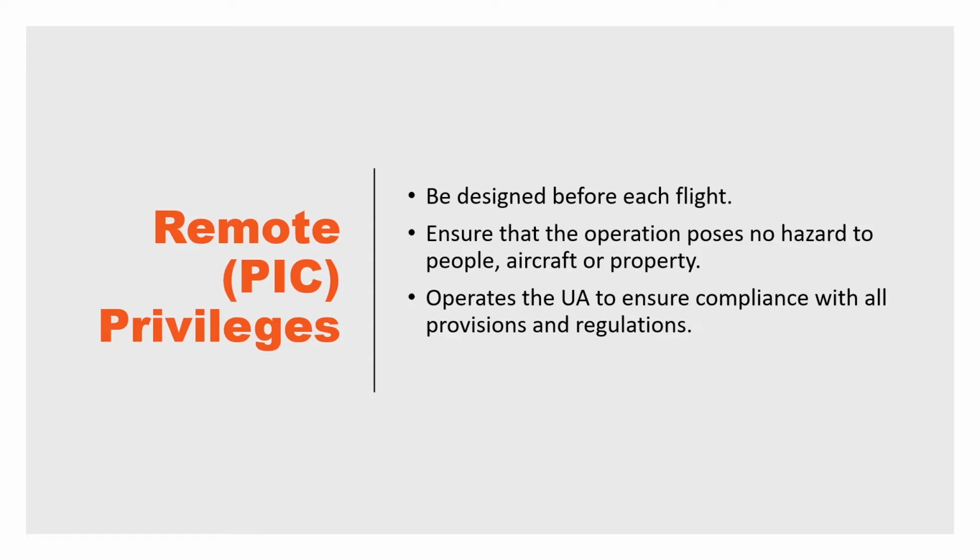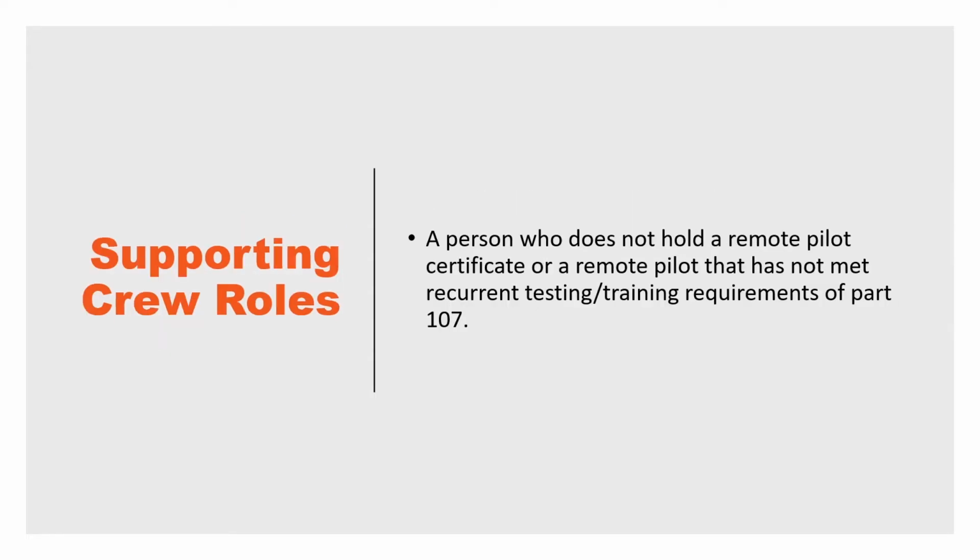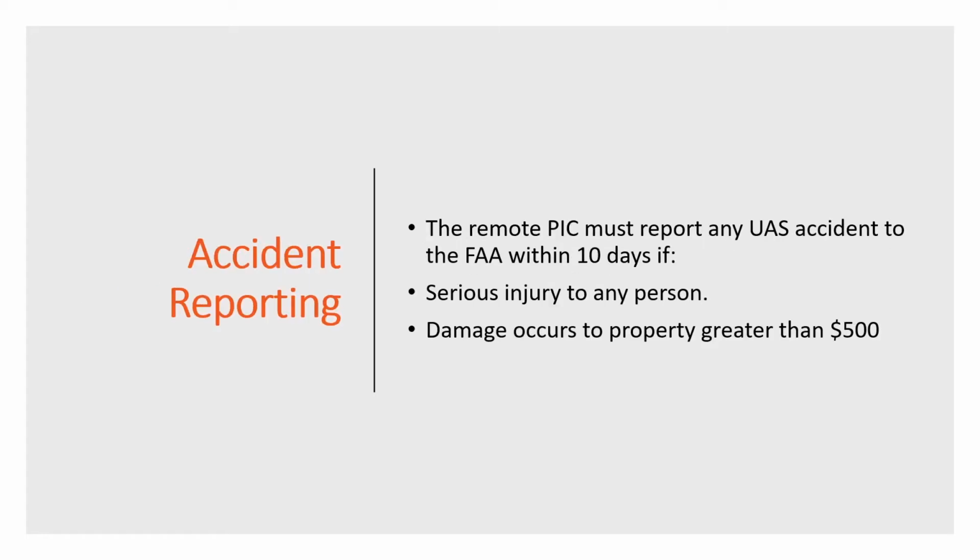You have to make sure that you're flying in an area that you're supposed to be. There's no airports, no NOTAMs, no TFRs. Supporting crew roles. Supporting crews would be your visual observer. It's a person who does not hold a 107 and hasn't passed the training or the requirements to do so. Accident reporting. The FAA requires you to report an accident within 10 days only if there's serious injury to a person or damage to property that occurs that's greater than $500. And you have, like I said, 10 days to do so.